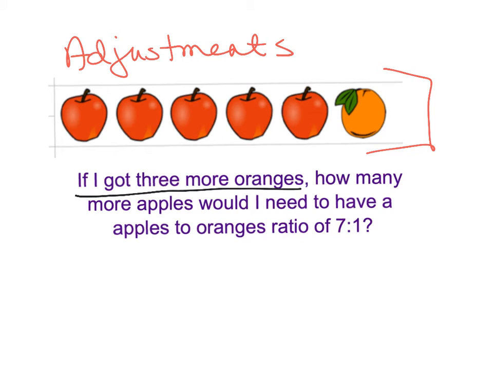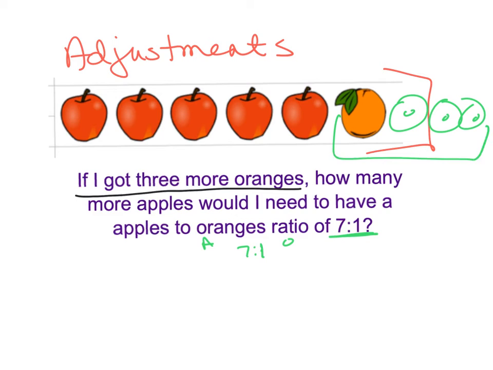So let's do this. I have 3 more oranges. Here's my oranges. Orange, orange, orange. So I want a ratio of 7 to 1. Whoops. Started writing something before I got there. Let's try this again. I want a ratio of 7 to 1. This is apples, this is oranges. I have 4 oranges, so I want to come to 4 oranges.